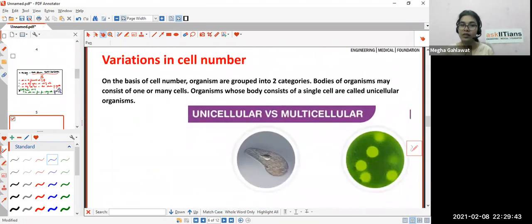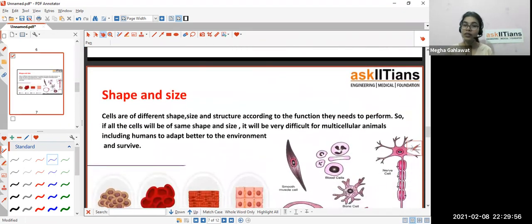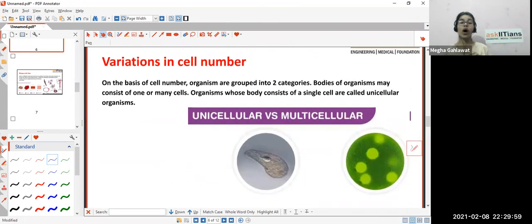In the next slide, we'll be discussing the variation in cell number. Here, we'll be discussing unicellular organisms and multicellular organisms, the prokaryotic organisms, the eukaryotic organisms, and then the shape and size, right? One thing you must notice is that on the basis of cell number, we have divided organisms into two categories, the multicellular and the unicellular. As the name suggests, one cellular. So one-celled organism is what we call unicellular.